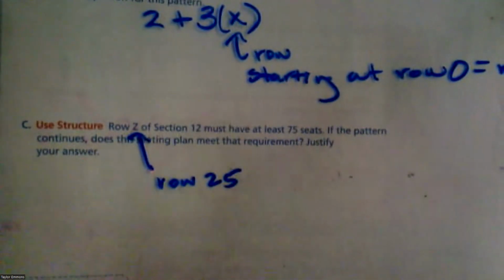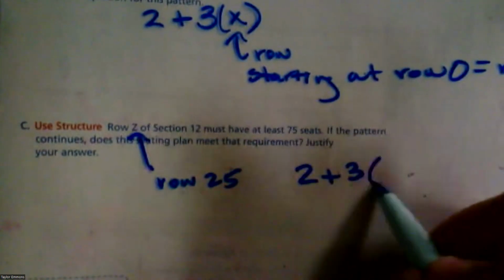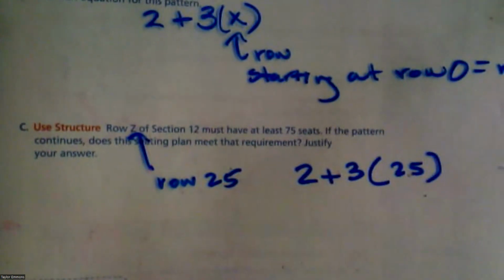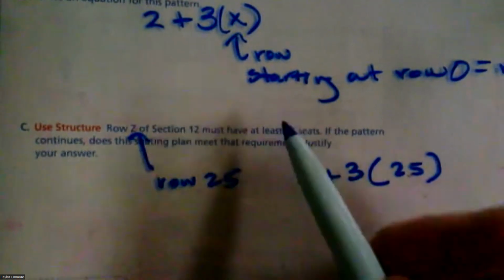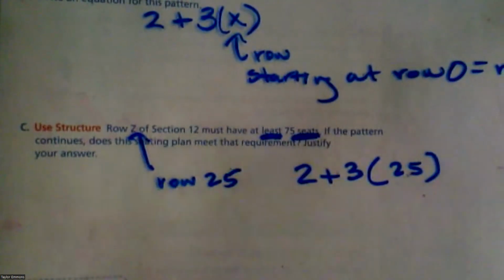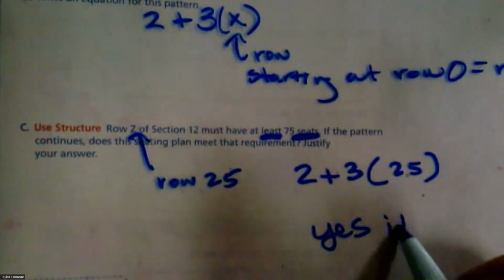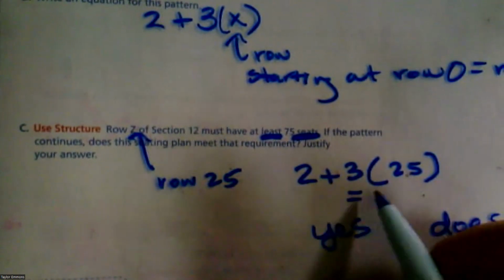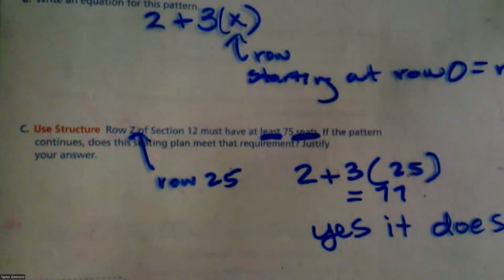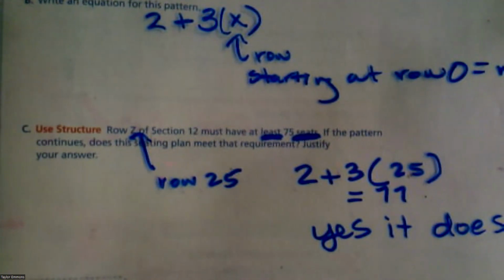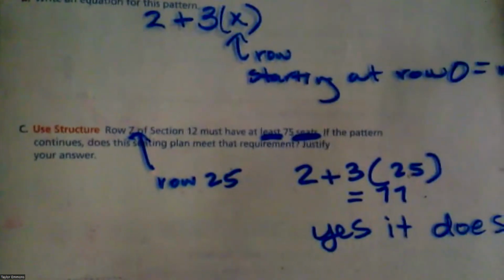With me? Okay, so what we're going to do is take our equation and plug in 25 for x. And when we do that, that gives us 77. So does that meet the requirement of at least 75? Yes. Okay, because this will be 77. Once you're finished, go ahead and flip the page.